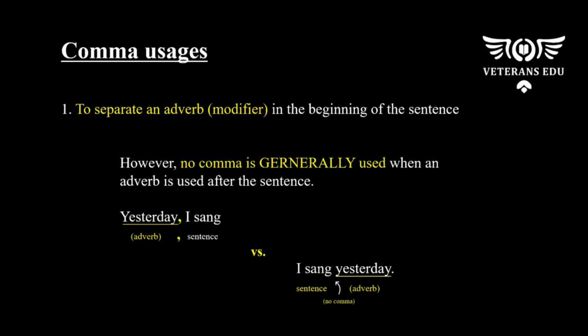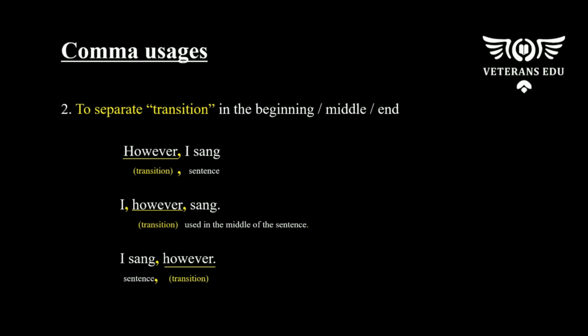The second usage is to separate transition in the beginning, middle, and end. Let's look at the 3 examples in the screen. I could say however, comma, I sang. I could also write I, comma, however, comma, sang. And finally, I can write I sang, comma, however.